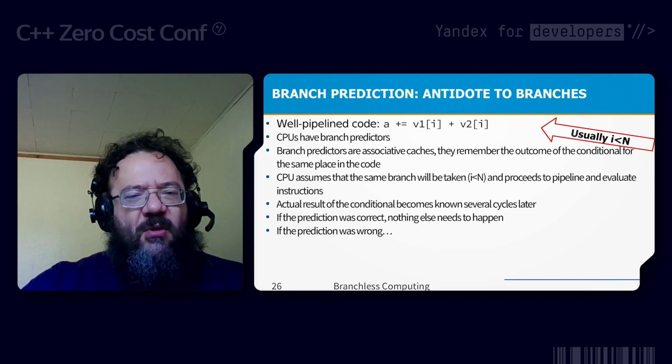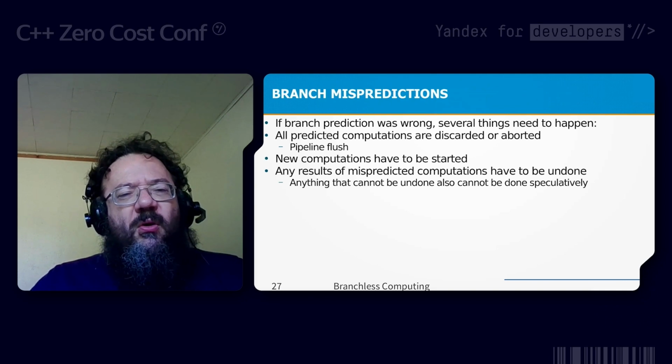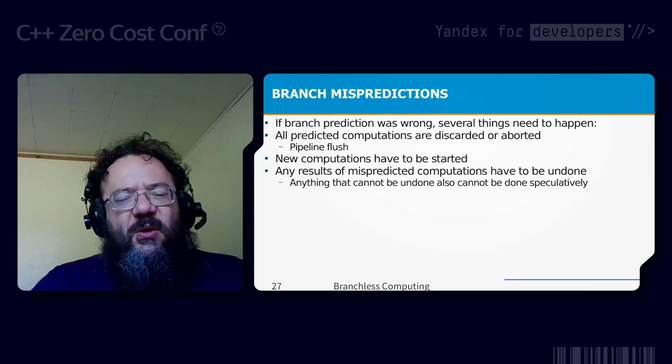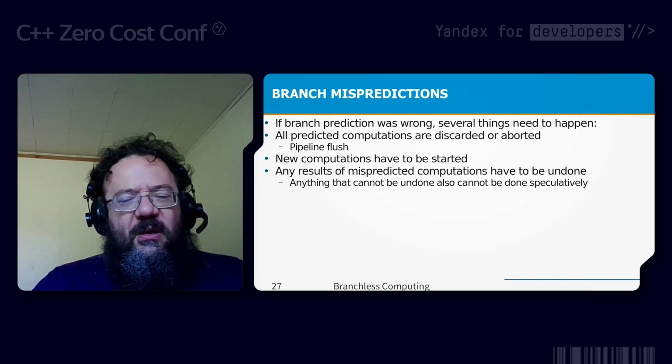What happens if we guessed wrong? Several things need to happen. First of all, the computations that we predicted and were wrong about have to be discarded. That's called pipeline flush. We loaded our pipeline with the future instructions, well, they're all wrong. We obviously have to start the new correct computations. That's okay. The bigger problem is that the computations we mispredicted may have results, and all of these results have to be undone like they never happened.